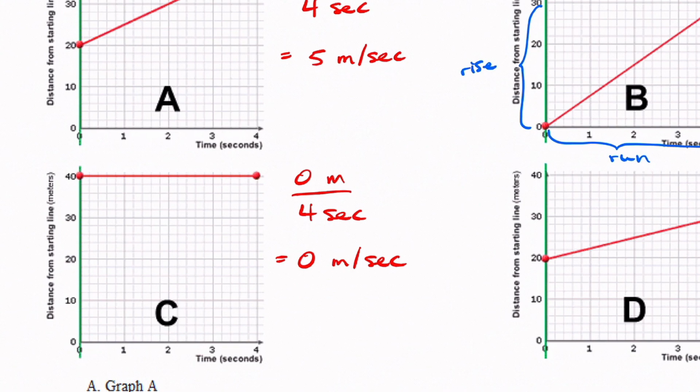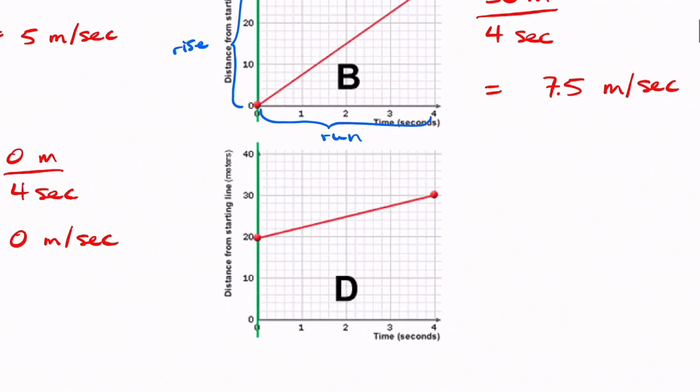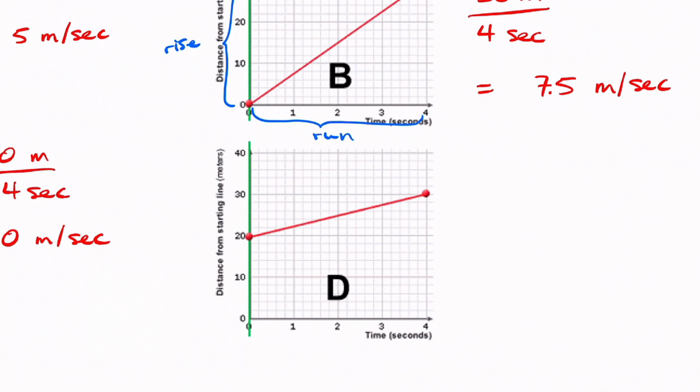They're not moving at all. The last one, part D, this one they went from 20 all the way up to 30. So we went 10 meters. So we moved 10 meters from the starting line. And then that took us again 4 seconds. So this is divided by 4 seconds. And when you divide those, you're going to get 2.5, and again, keep our units, meters per second.